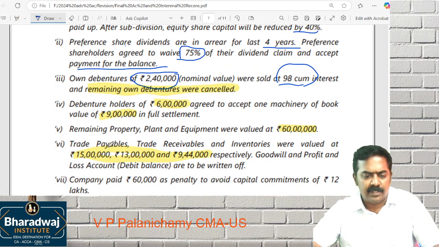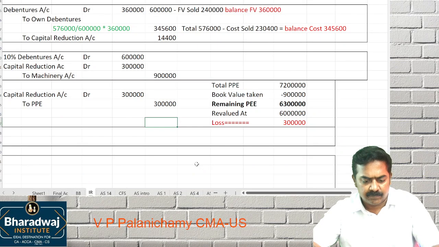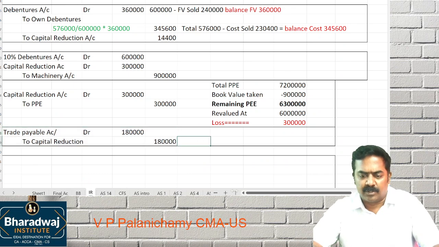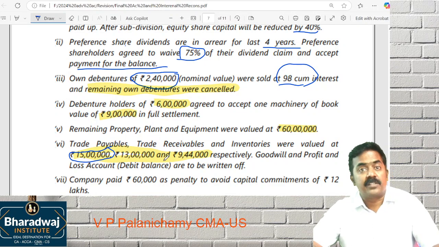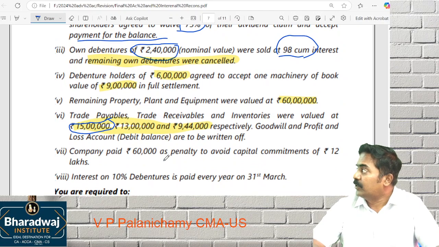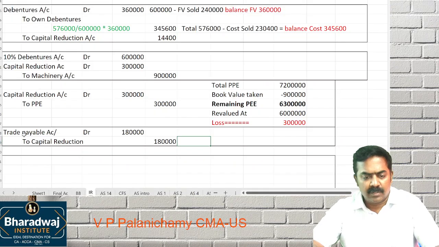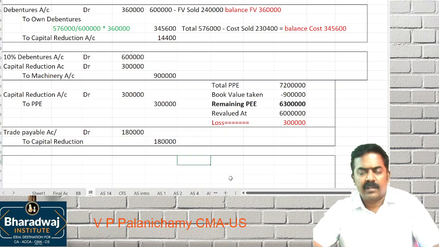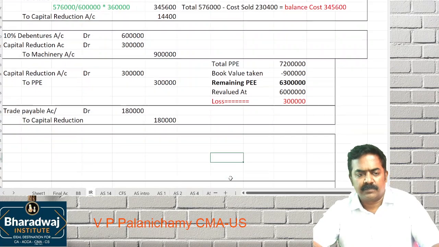When a liability reduces, is it a profit or loss? Profit. What is the entry you will pass? Trade payable account debit, to which account? Capital reduction account. Balance sheet value 16 lakh 80, revalued amount 15 lakhs. So debit the liability, credit the gain to which account? Capital reduction account.